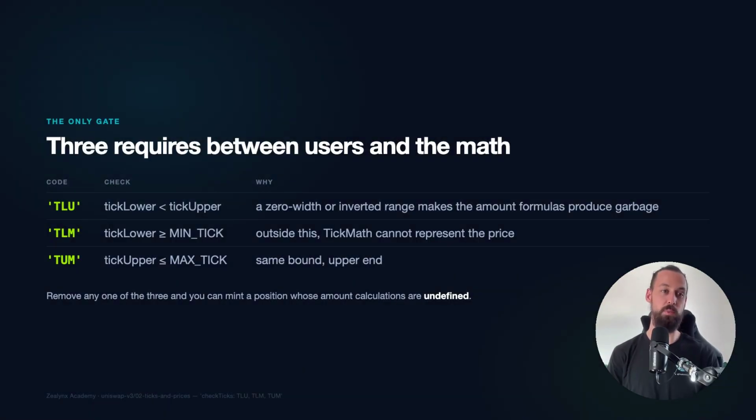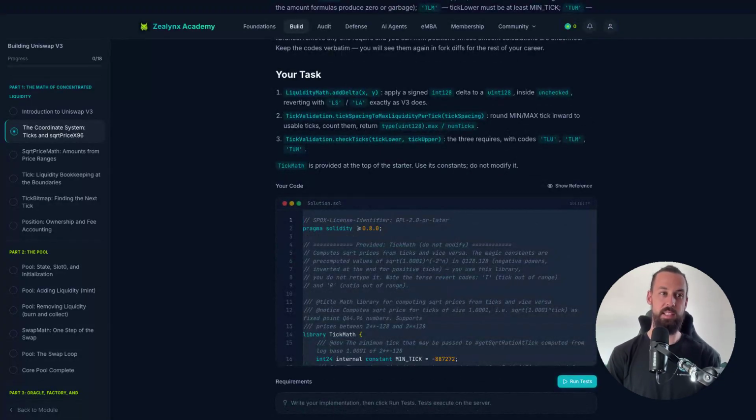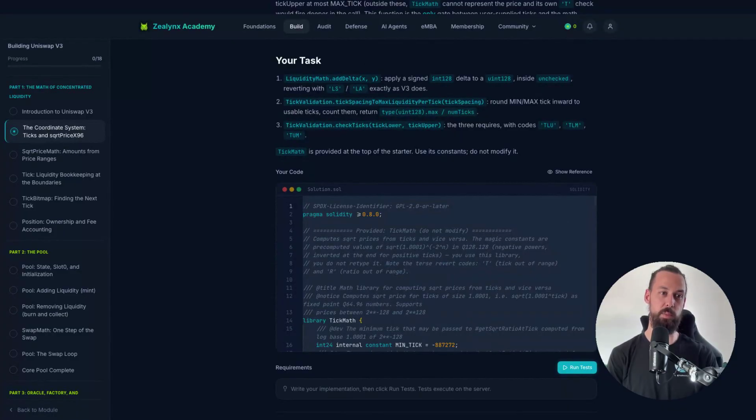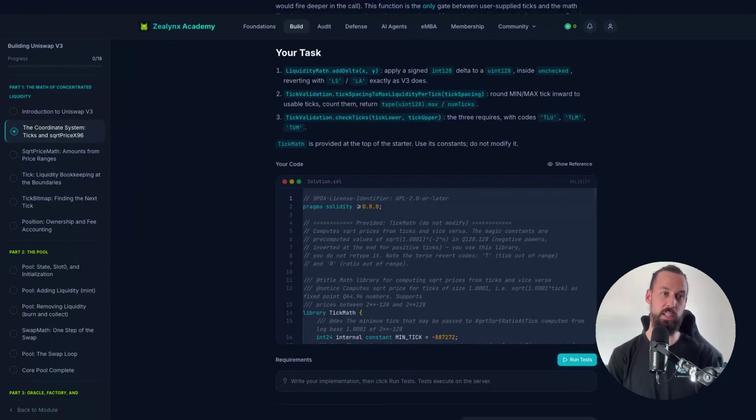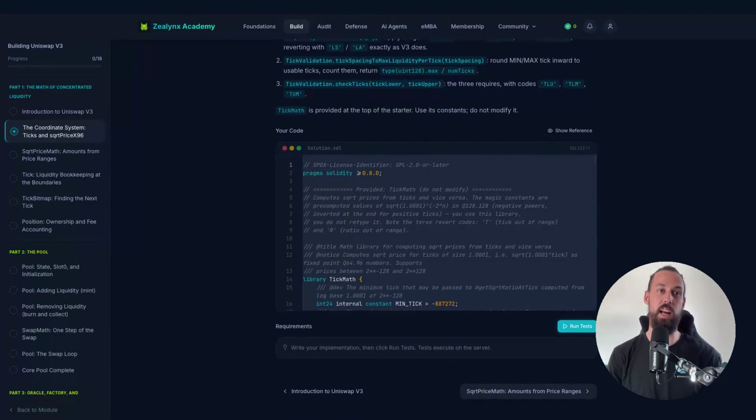And the last one is the smallest. Every position's range passes through three requires: lower tick below upper tick, or TLU. Lower tick at least the minimum, TLM. Upper tick at most the maximum, TUM. That function is the only gate between user-supplied ticks and the math libraries. Remove any one of those three lines and you can mint a position whose amounts are undefined.